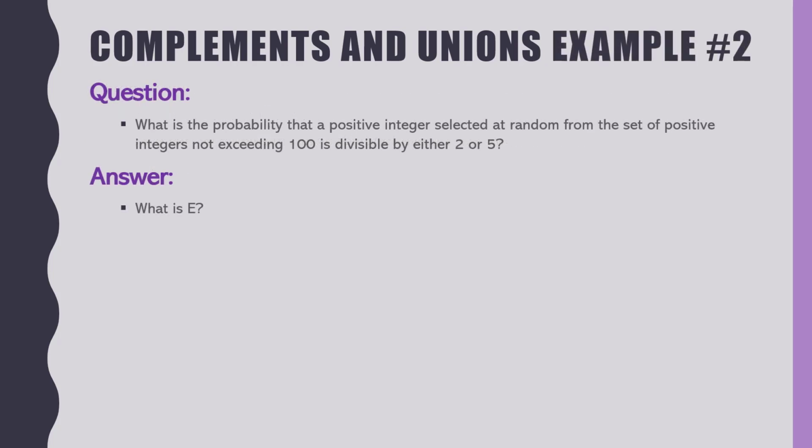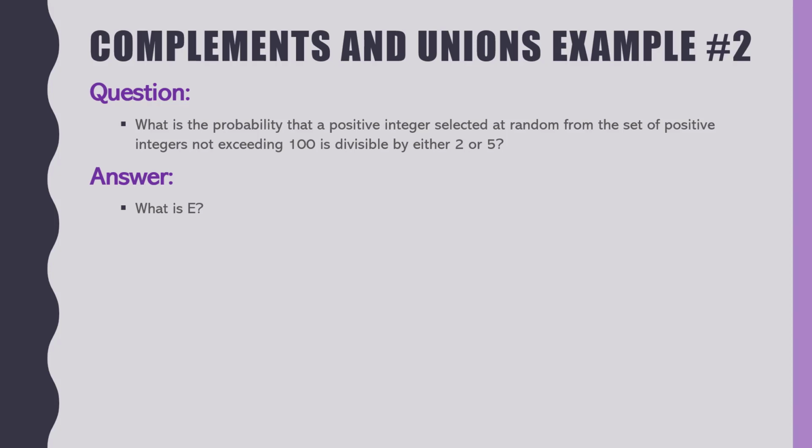So let's take a quick sample here. What is the probability that a positive integer selected at random from the set of positive integers up to 100 is divisible by 2 or 5? Right, so I pick any number between 1 and 100. What's the probability that it's divisible by 2 or by 5? That's what I'm asking. Not both, just one or the other, okay?